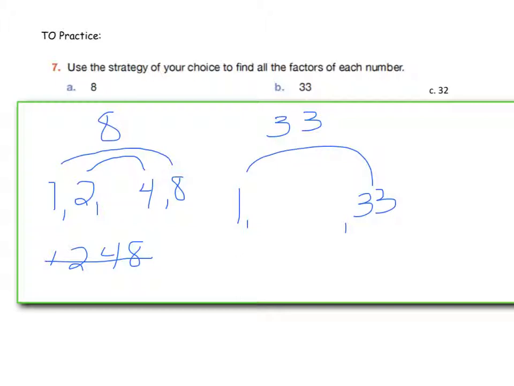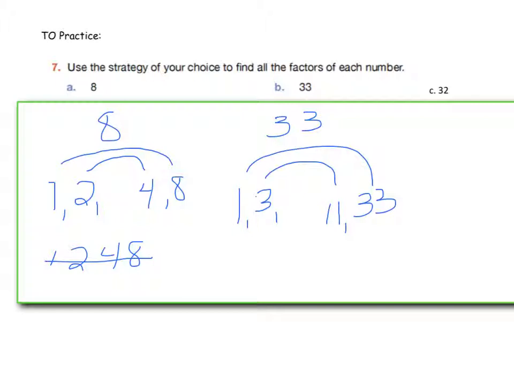2 times anything equals 33? No. 3 times anything equals 33? Actually, yes. 3 times 11 equals 33. Okay. 4 times anything equals 33. Well, this is where I could punch it into my calculator. 33 divided by 4. Nope, there's a decimal. It doesn't work. 33 divided by 5. 5 times anything. Well, it doesn't end in 5 or 0, so no.